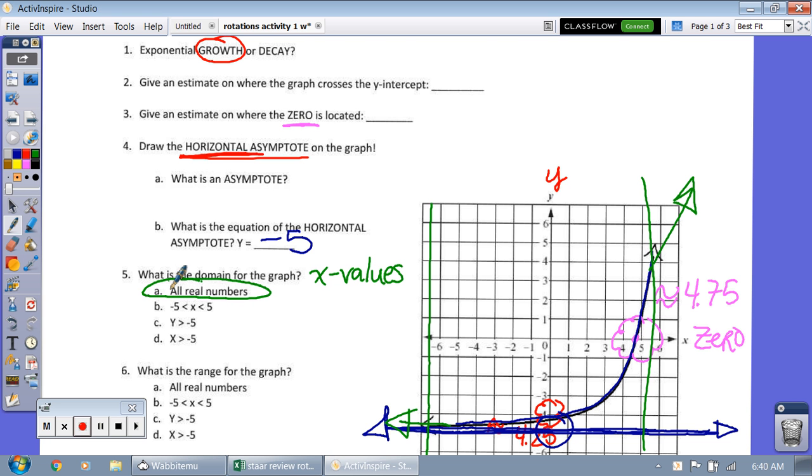However, the range, notice that the asymptote helps you determine the range here. The range is going to be above -5, so it's greater than -5. And so there we go.